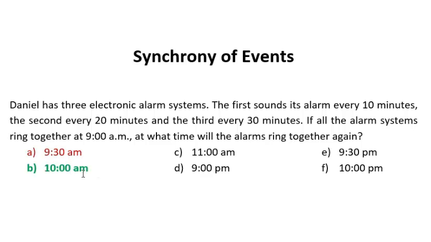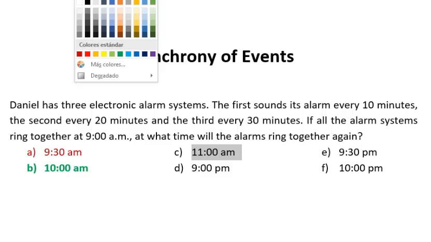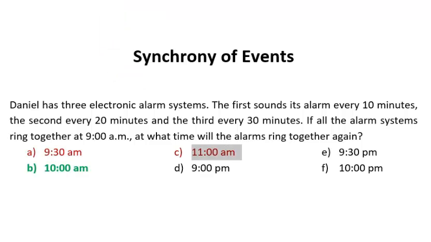Okay, the first repetition will be 10 a.m. They do sound at 11 a.m., yes, but that wouldn't be the first time that they're gonna sound together. That will be the second time that they're gonna sound together. So it's not 11 a.m. And the other ones are p.m., so it will be a lot of time, and they will ring a lot of times in there. So it can't be p.m. So the answer will be 10 a.m., 60 minutes after they ring together for the first time.